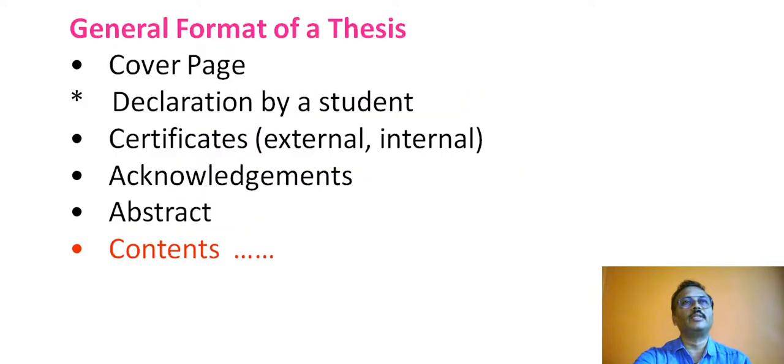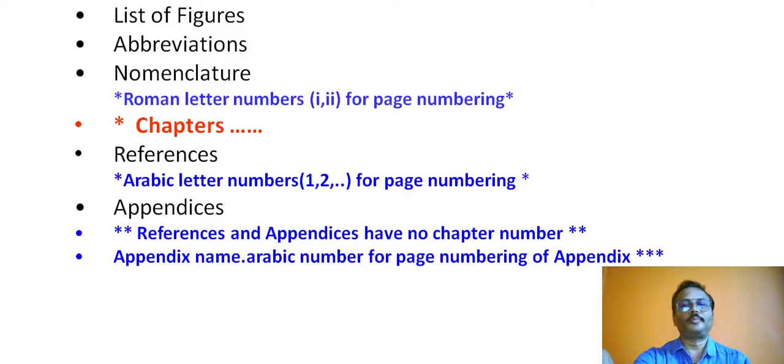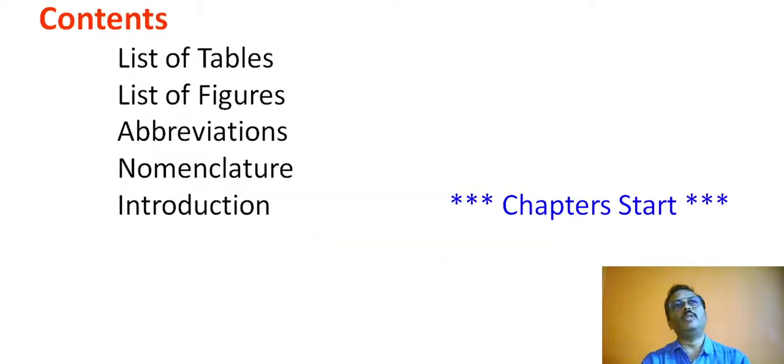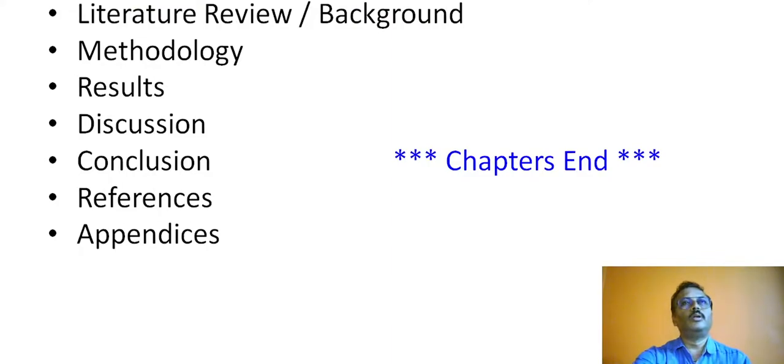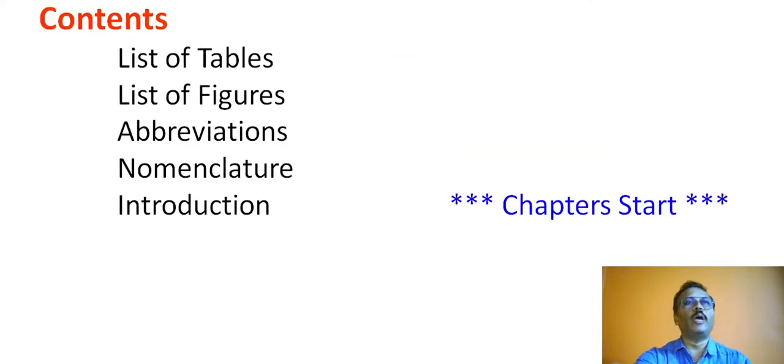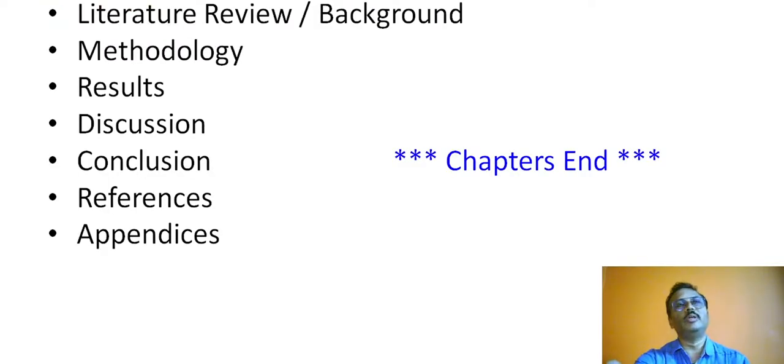Going to the contents part, expanding this contents part. The contents will have list of tables, list of figures, abbreviations, nomenclature, and then the chapters start. Introduction, then whatever chapters you want to write, up to conclusion. After the introduction, there will be a literature review or background. These are mandatory things.